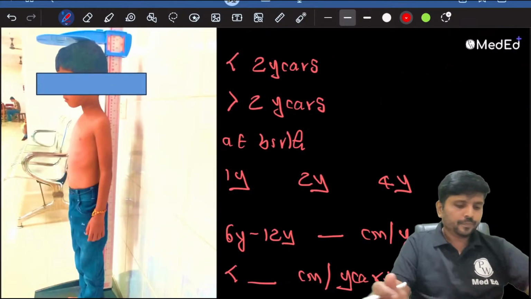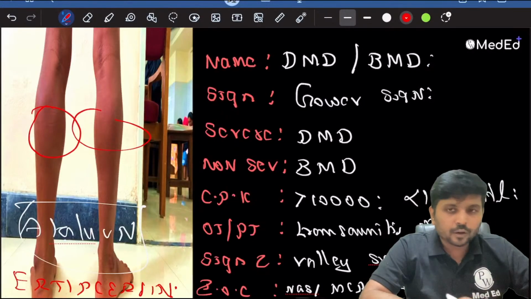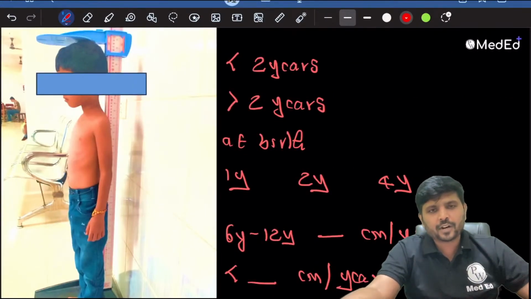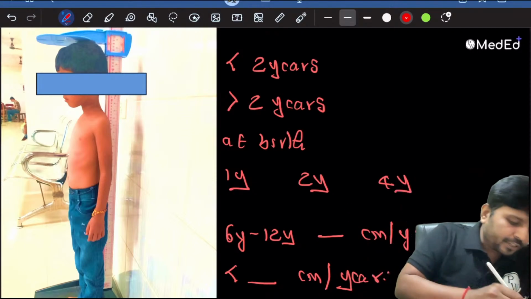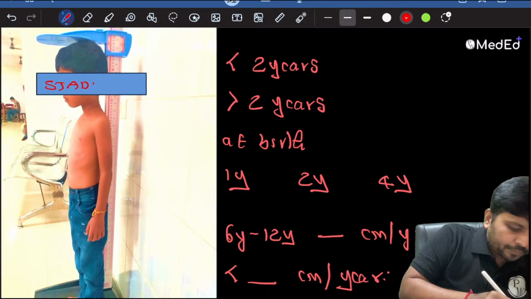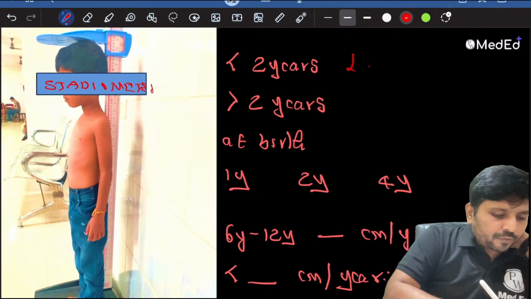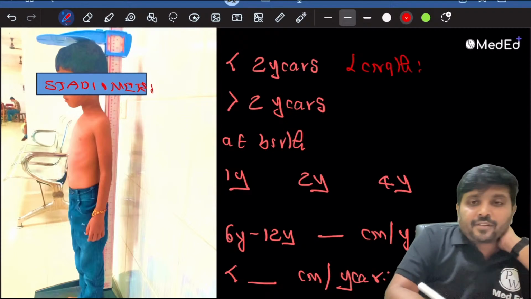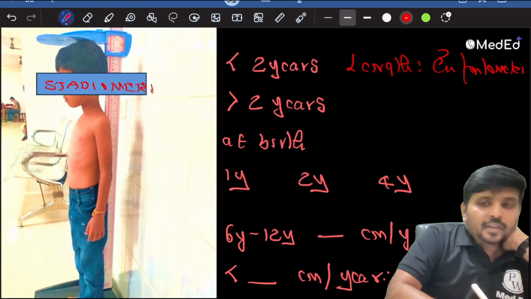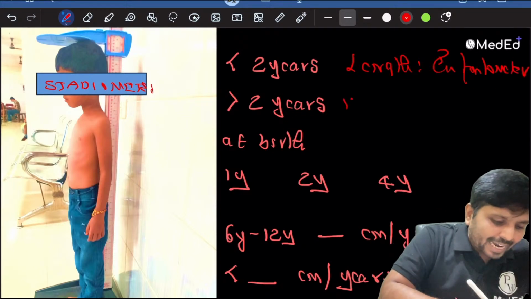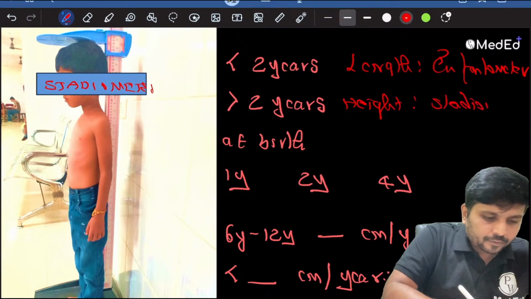Okay, right. So that topic was over. Now what are we measuring, my dear boys and girls? What is this called? Very good. This is called stadiometer. Less than 2 years, we call it length, and we measure with the help of infantometer. Whereas more than 2 years, height. And what is this called? Stadiometer.